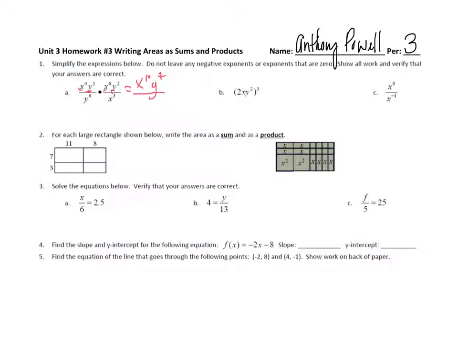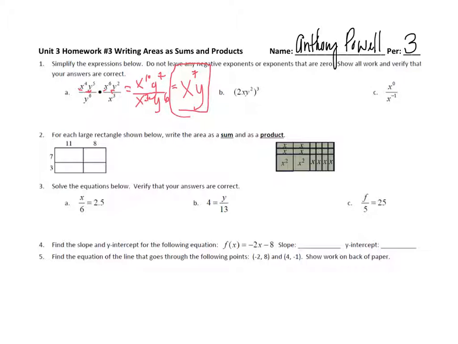We need to remember, however, that that's going to be over x to the 3rd, y to the 6th. Well, when we divide, we know that we have to subtract. 10 minus 3 is x to the 7th. 7 minus 6 is y. There is your answer.